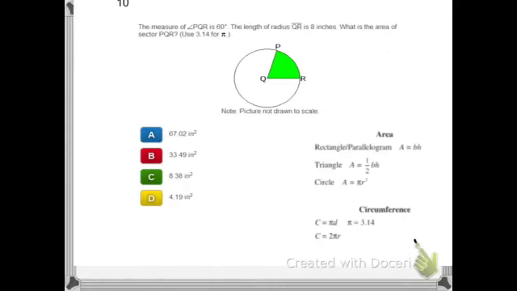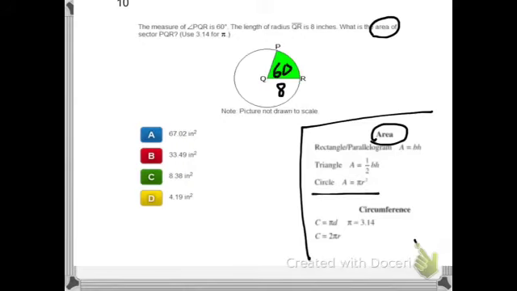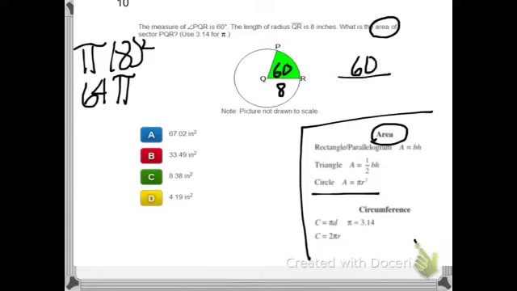And the last one, the measure of angle PQR is 60. Again, it helps me to label the picture. And the length of radius QR is 8. What is the area of this sector? Now remember, your keyword is area. So I find my area formula on the formula sheet. This is from the formula sheet. And it says the area is pi r squared. So I would say pi times 8 squared is equal to 64 pi. But that's the area of the circle. What is the shaded part of the sector? Well, that's 60 degrees out of a total of how many degrees?